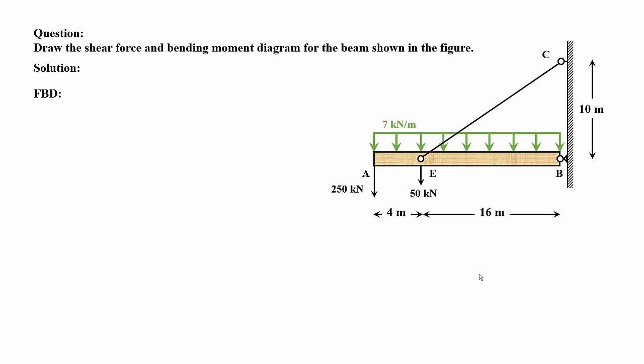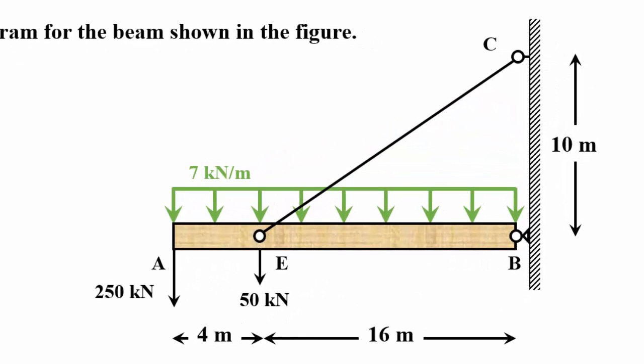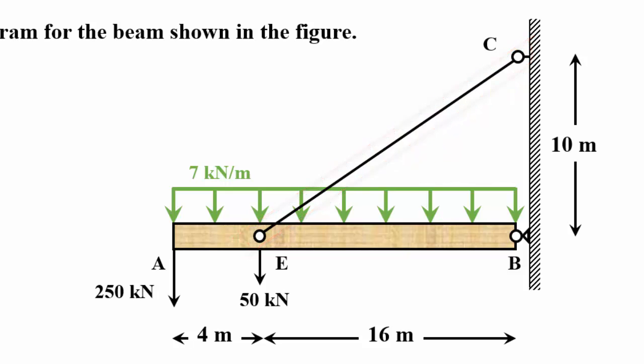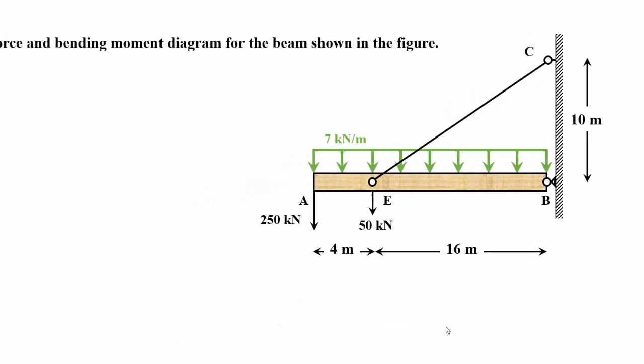Welcome back, guys. This is a question I got from one of the subscribers asking for some help or guidance in how to draw the shear force and bending moment diagram for the beam shown in the figure. So we have this beam. It's a little bit tricky. It has a hinge on B, and it's suspended by a cable between point E and C, and the loadings are shown in the figure.